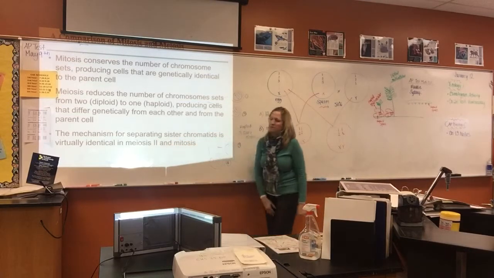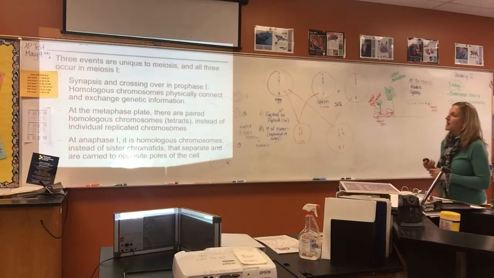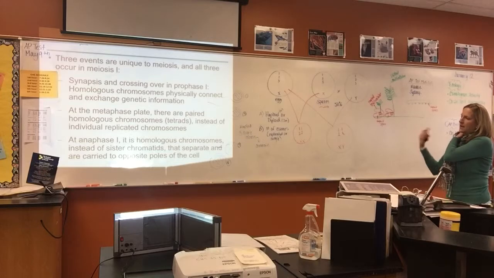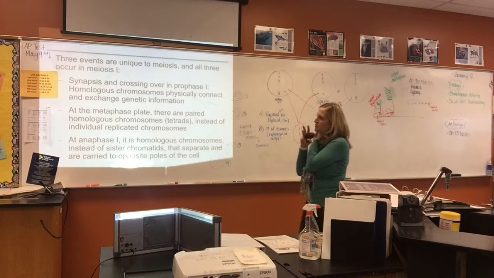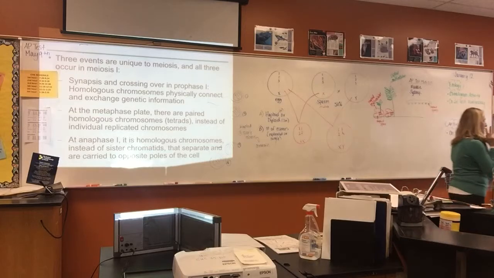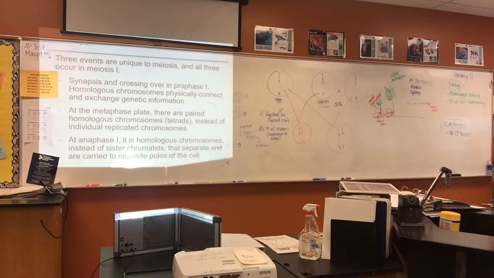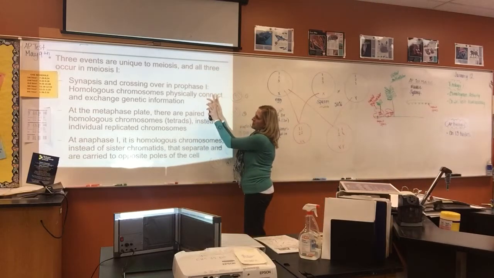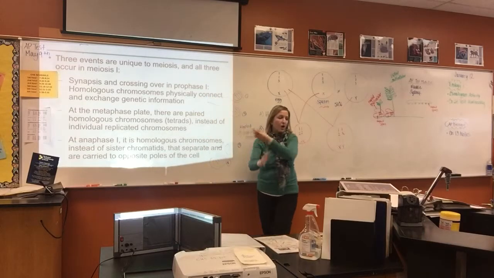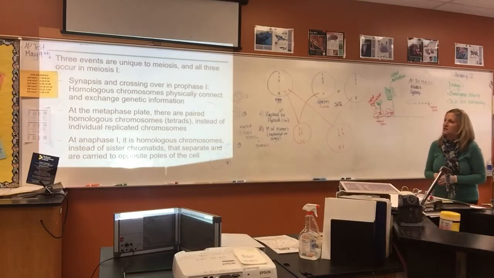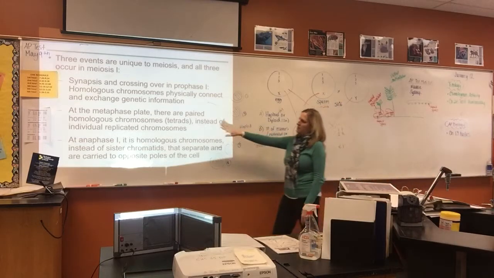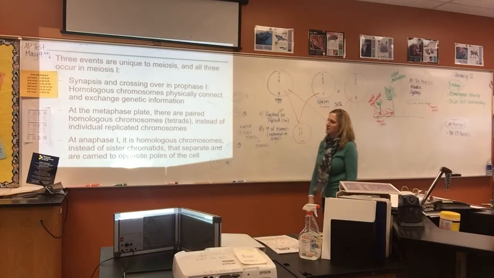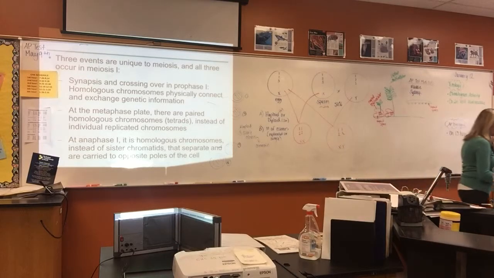And so meiosis 2 and mitosis are basically the same type of process. There are 3 things that stand out as being different in the process of meiosis than in mitosis. And these 3 things are the synapsis and crossing over in prophase 1. Remember, the homologous chromosomes find one another in prophase 1 and physically connect. They cross over and exchange that genetic information. The way that they line up at the metaphase plate, there are paired homologous chromosomes instead of individual replicated chromosomes.